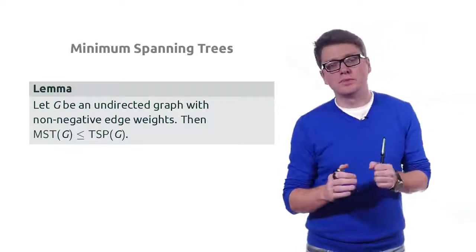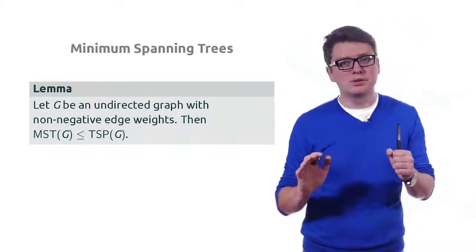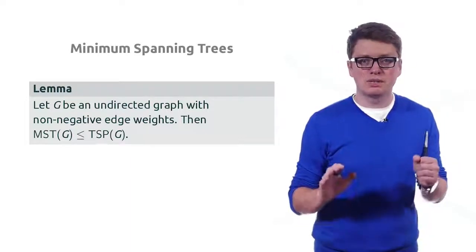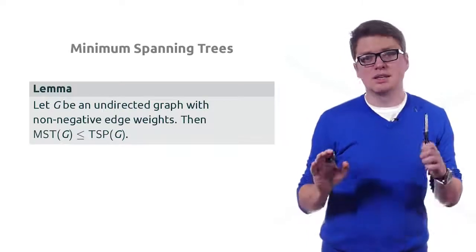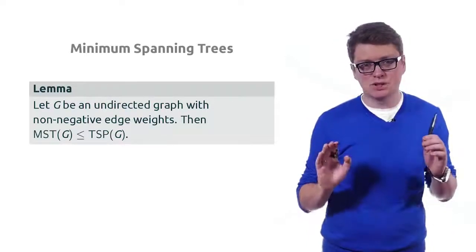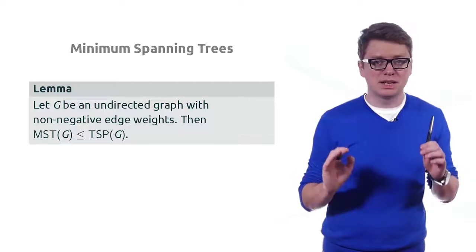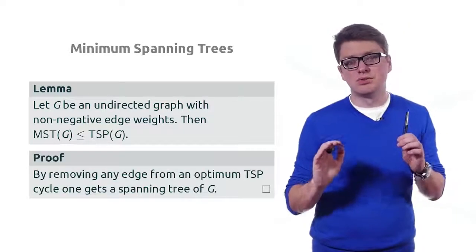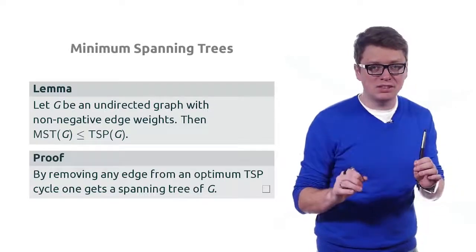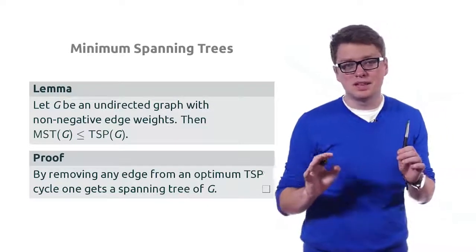First of all, let me remind you that for an undirected graph, we know that the weight of the minimum spanning tree is at most the length of the optimal traveling salesman cycle in this graph. And this is true not only for metric graphs but for any graphs. And the reason is simple.